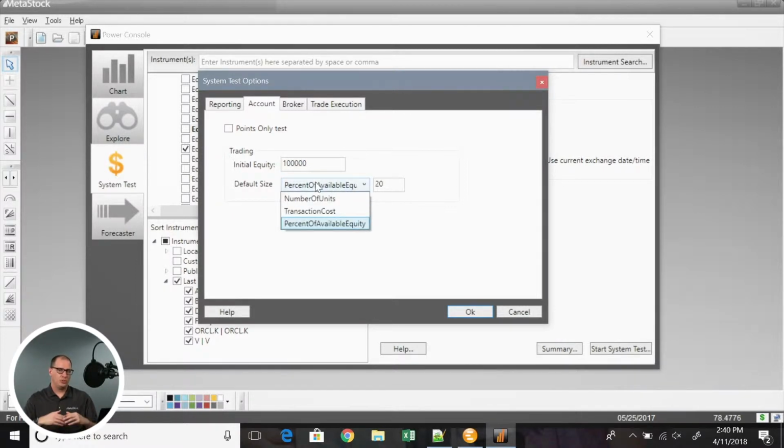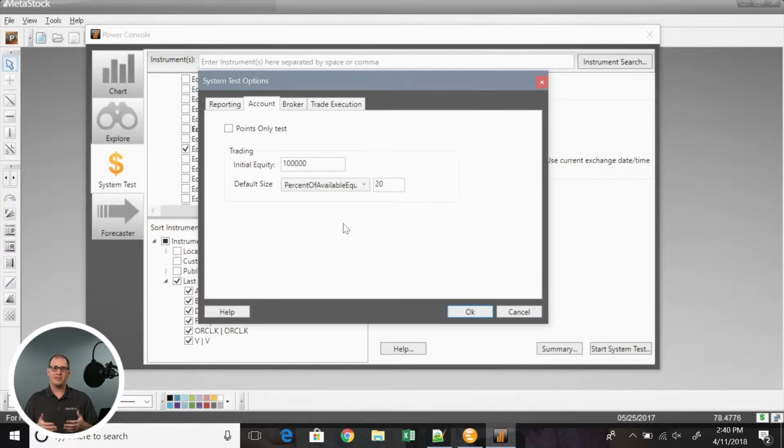Then you can choose what you want to actually trade, how you want to do it. So the top 2 here are number of units. You can say, I want to trade 10,000 shares, I want to trade 100 shares, and that's all I will ever trade is how many you select there. Transaction cost is, you can say, I'm willing to risk 3,000 in a trade or 30,000 in a trade every time, and that's what it'll risk. Or you could say percentage of available equity. So that's the one we're going to go with here.